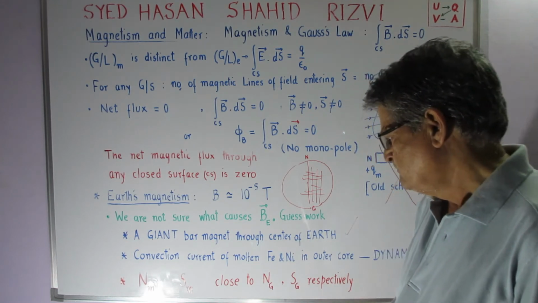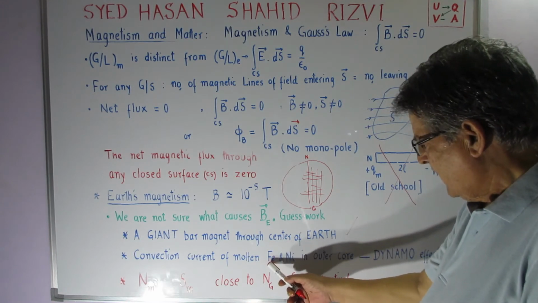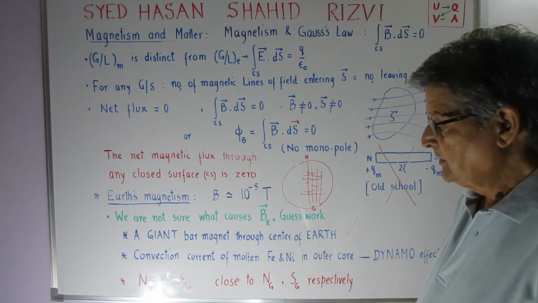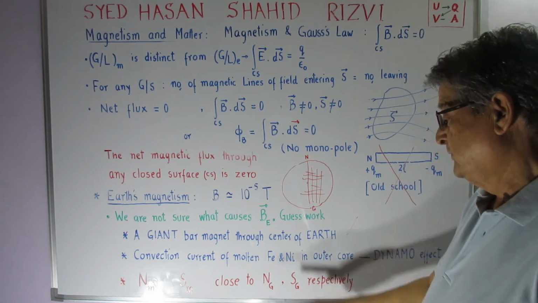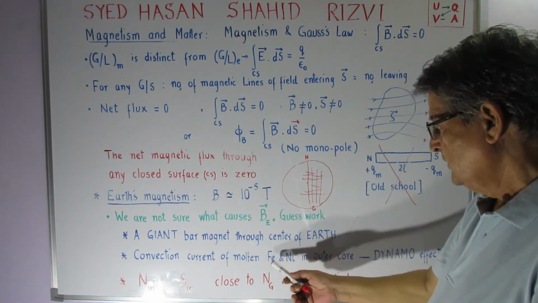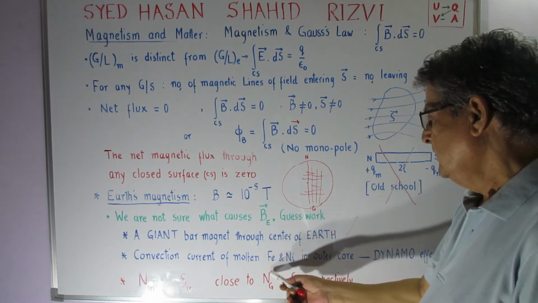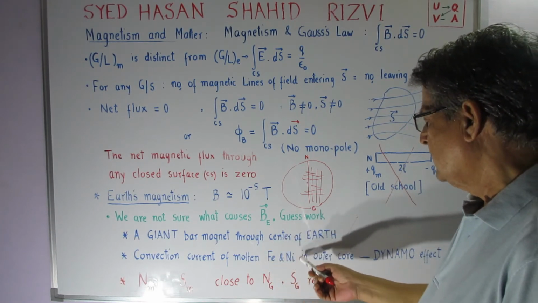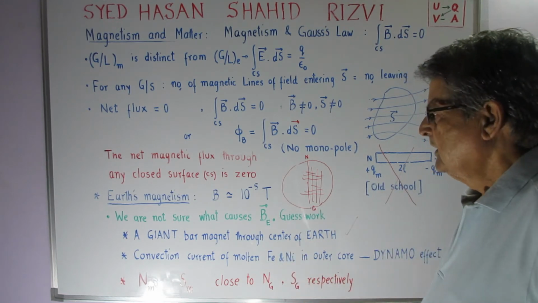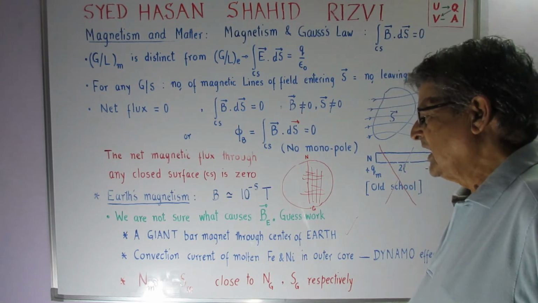But tell me, is it the iron atom and the nickel atom that move? The answer is no. If they move, then we will not get an electric current. So they have to be charges, and it is the positive ions of iron and nickel that will move in the outer core, and the currents have been calculated and the magnetic fields have been fixed.